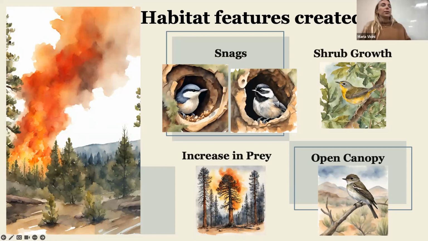Another is when it clears the understory, it can make way for shrub growth, which can be important for example, shrub nesters. And then another is when trees are burned in high severity areas. This can lead to an increase in prey when insects move into the burned area and come to kill those trees. And then finally, an open canopy after wildfire can actually positively benefit many species, such as different flycatcher species who have a better time looking for insects and foraging in those open canopy areas.